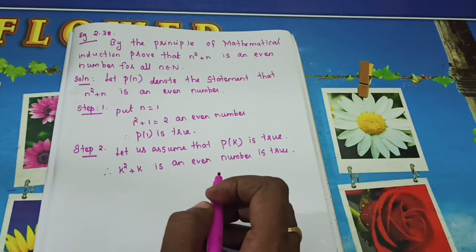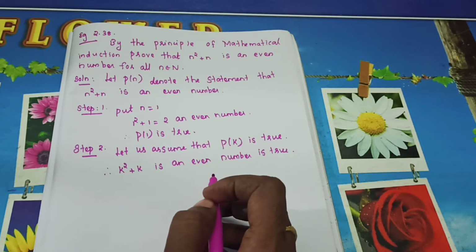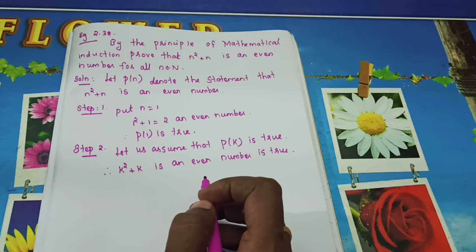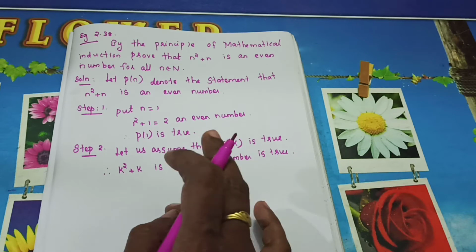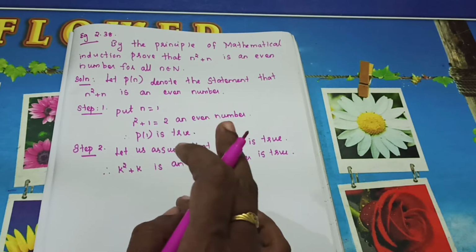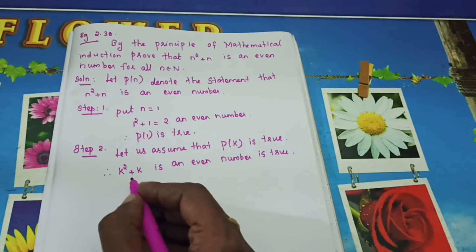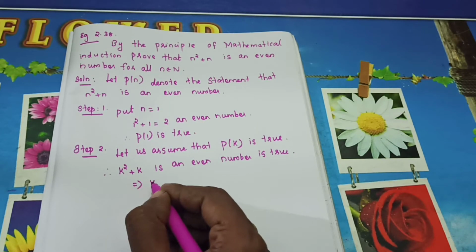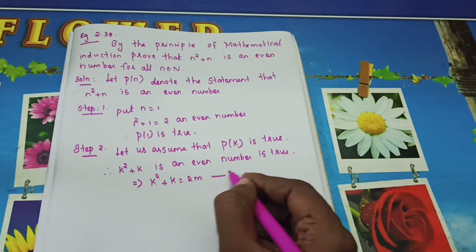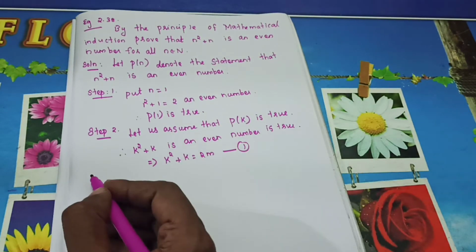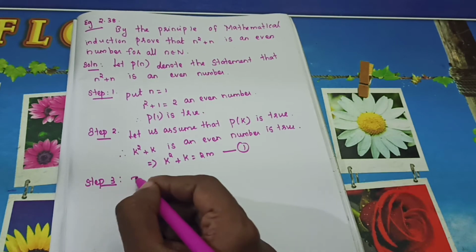Okay, in the last problem I said this, is it right? So there, divisible by 7 means 7 into m. So even number means it is in the form of 2 into something. So 2 into m. So 2 into 1 is the first even number: 2 into 1, 2 into 2, 2 into 3, 2 into 4. Whatever is the multiple of 2, it will be an even number. So this we will take as k square plus k is equal to 2 into something. We will assume this is equation number 1. Okay.